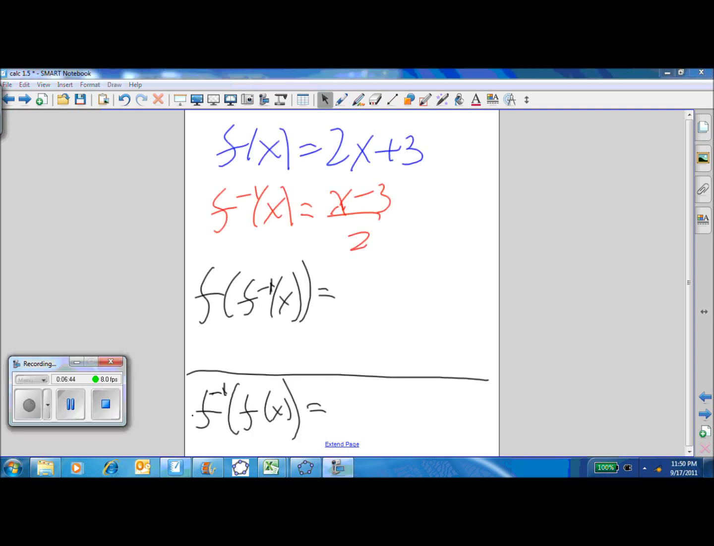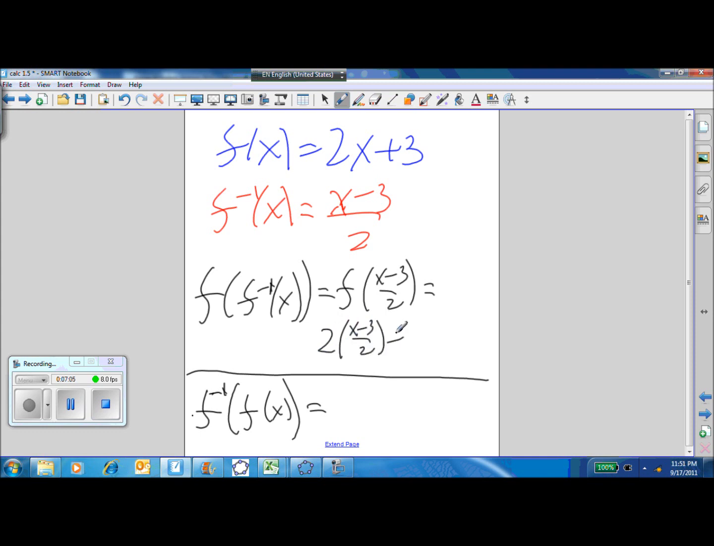Okay, here are our two functions again. f of x equals 2x plus 3. And I want to show you that f inverse of x is (x minus 3) all over 2. So to do the composition, it's f of f inverse, which is (x minus 3) over 2. And then we put that into the f function, so it's 2 times (x minus 3) over 2 plus 3, or we get x minus 3 plus 3 equals x.